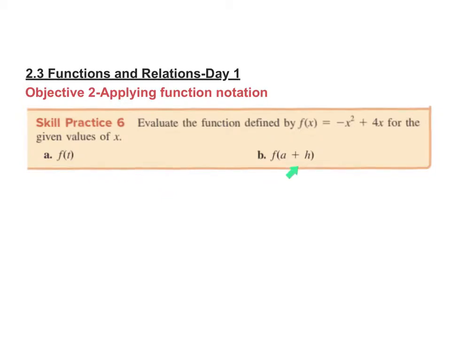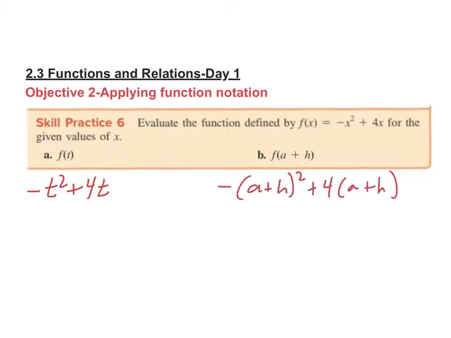This one is going to be a little trickier because there's a little bit more involved. This one actually should be really fairly simple. Whenever you see a single variable as an input, essentially all you're doing is changing the variables in the rule with it. So it's basically the same thing, except instead of putting x, you put t. All right? So it's just -t squared plus 4t. Just plug t in for x. B's a little trickier because I have to plug this whole a plus h in.